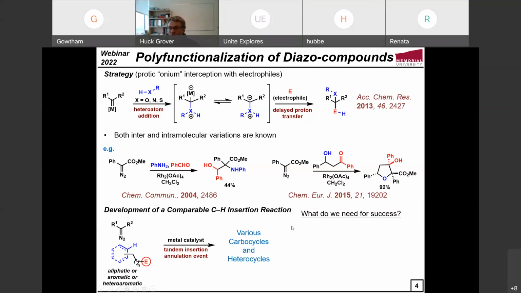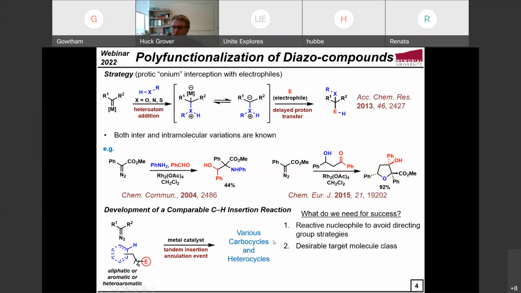And what we wanted to come into this was a different approach. We knew that there are a variety of things that we needed to be successful, but one thing that was on the forefront of our mind was to avoid directing group strategies by using a nucleophilic carbon component to control the site selectivity in a C–H functionalization.